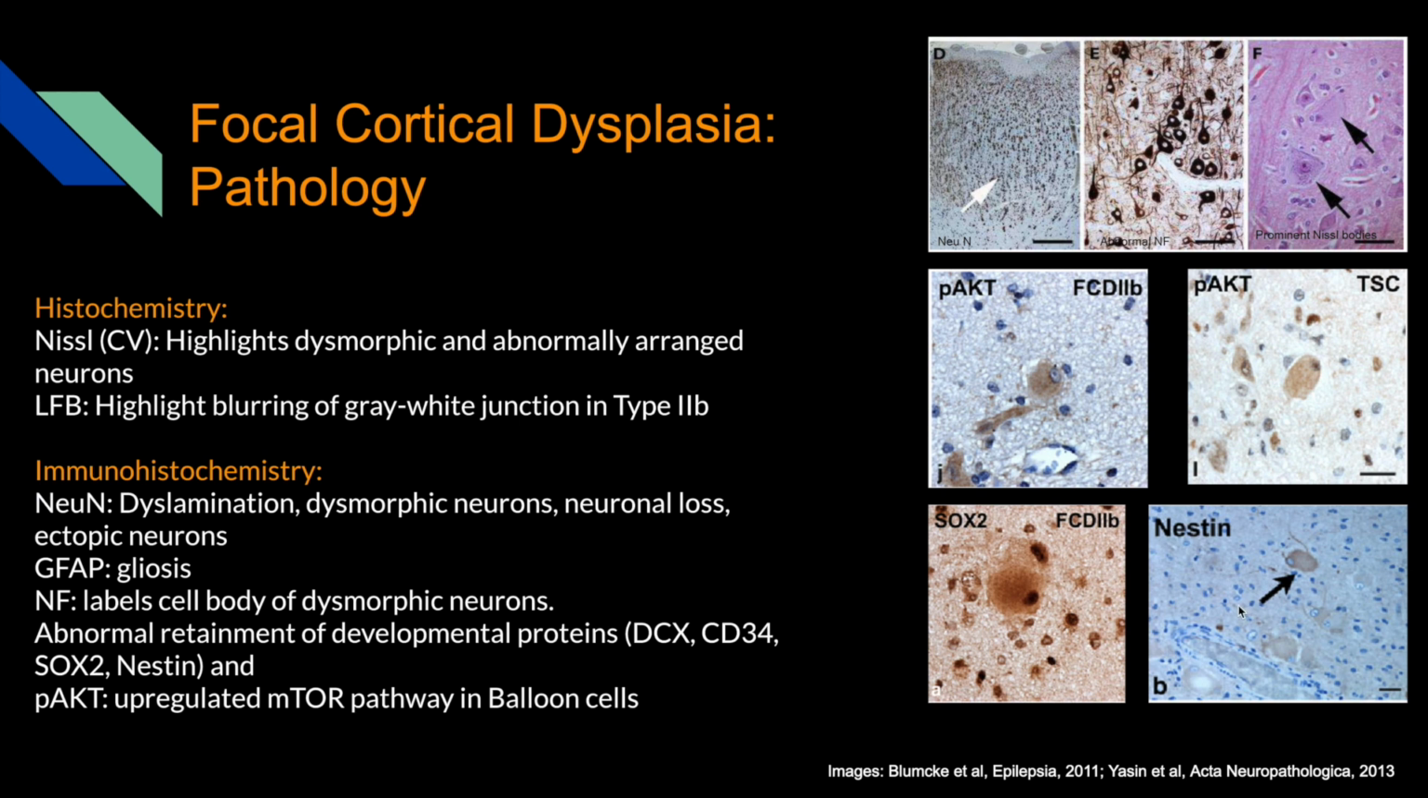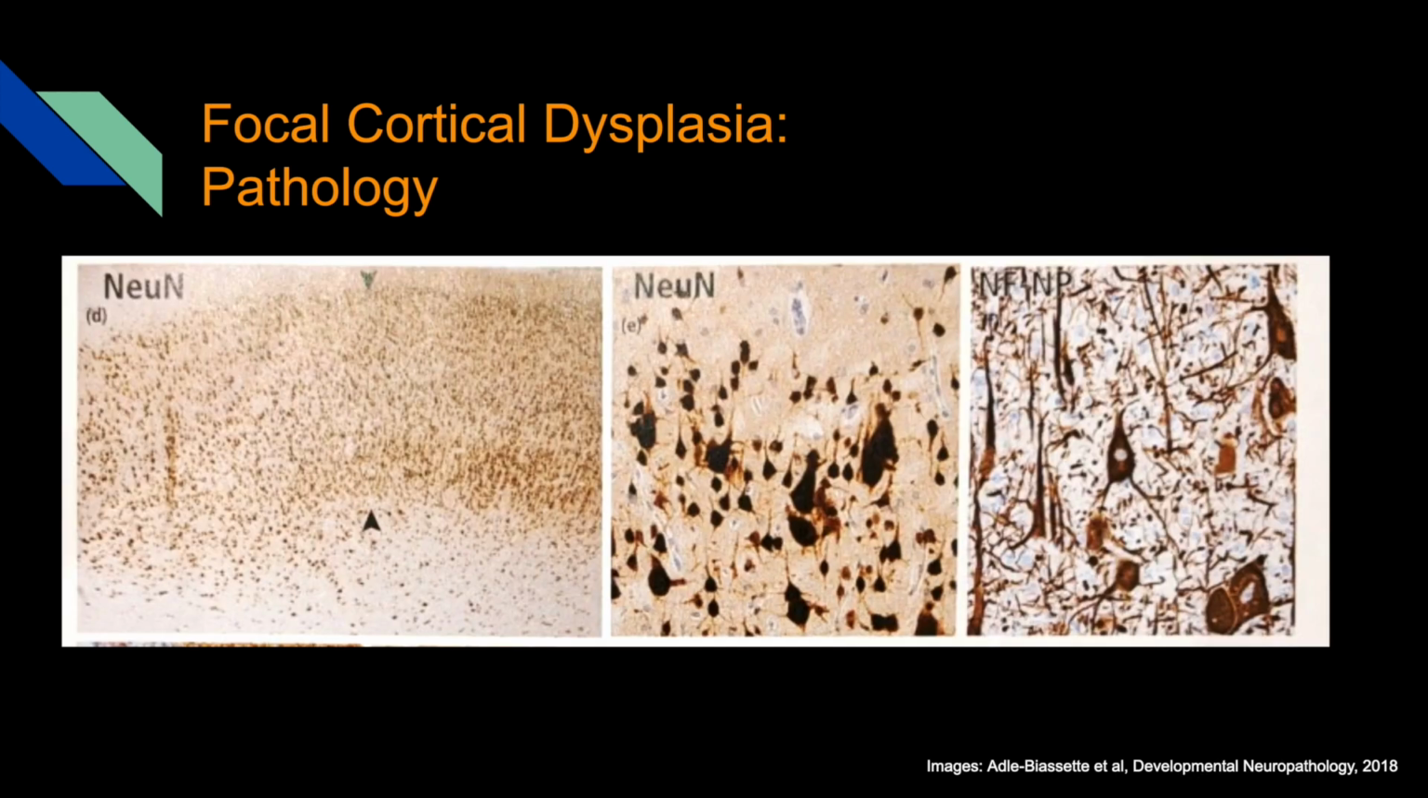Phosphorylated AKT, this is one of the proteins of the mTOR pathway, and it labels these balloon cells quite nicely, and interestingly, again, it also labels the same balloon cells in tuberous sclerosis. So again, just highlighting the similarities between tuberous sclerosis complex in cortical tubers and focal cortical dysplasias.